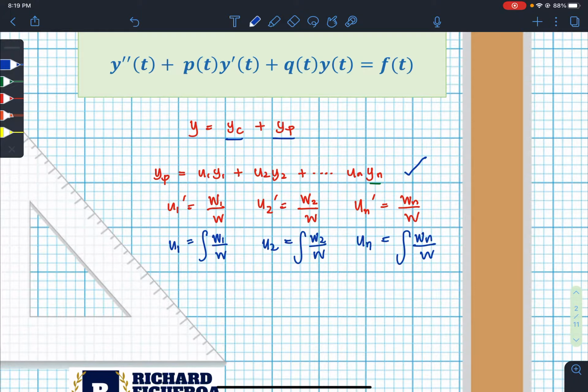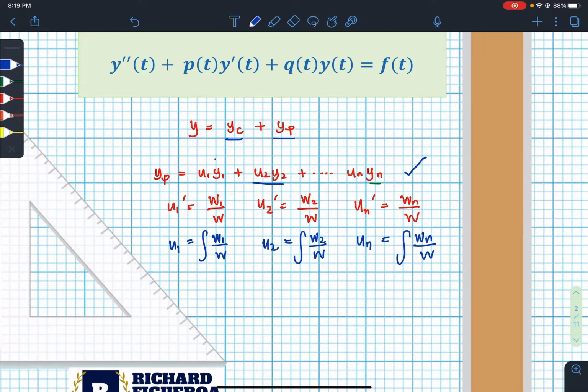That is, y sub p would be equal to a certain variable u sub 1 y sub 1 plus u sub 2 y sub 2 plus up to u sub n y sub n, depending on the order of the differential equation. If it is a second order differential equation, then it will end only at u sub 2. So the maximum would be u sub 2 y sub 2, and then it increases as the order increases as well.